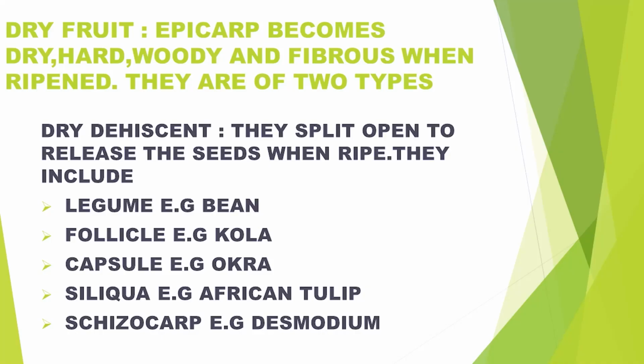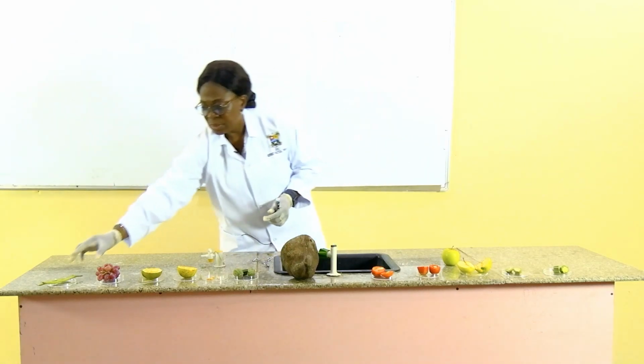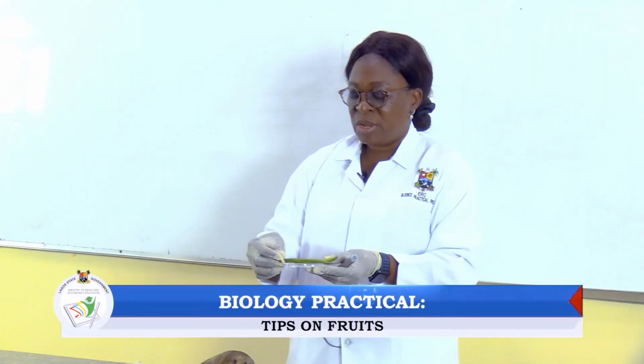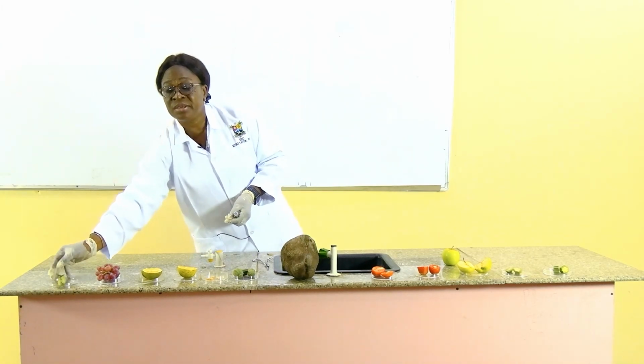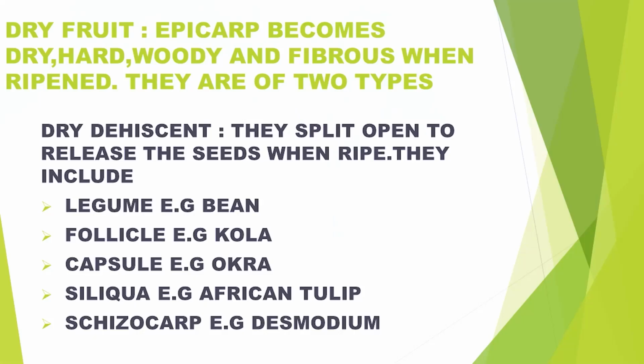Apart from fleshy fruit, we said we have dry fruits. Dry fruits can be dehiscent, it can be indehiscent. Dry dehiscent, it means they split open when they are ripe to release the seeds. They include the legume. This is our legume, the bean pod. When it is dry, it will split open on the sides and then releases the seeds. We have the follicle, we have the capsule, we have the siliqua and the schizocarp. All these are dry dehiscent fruits.